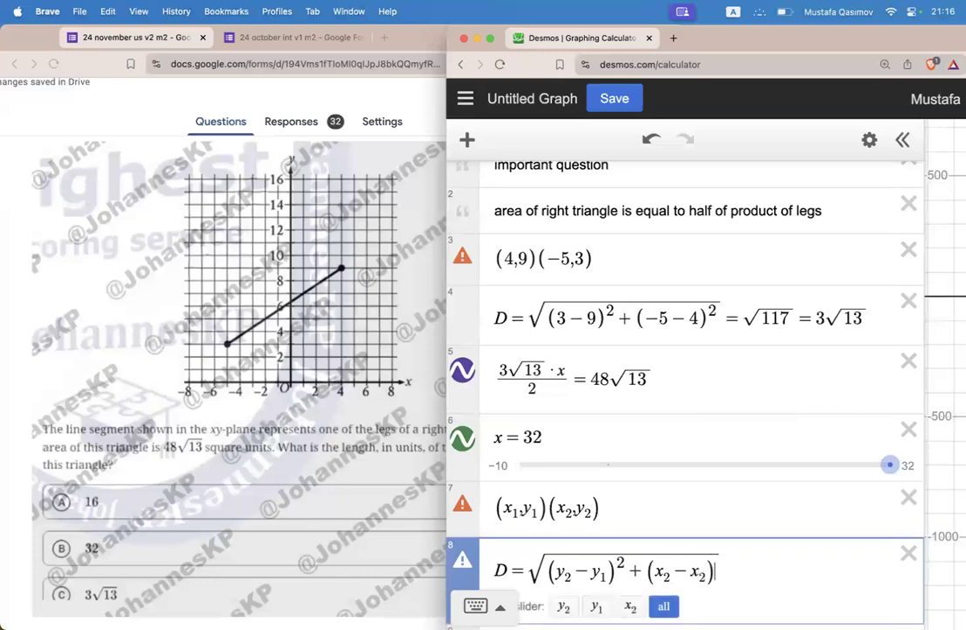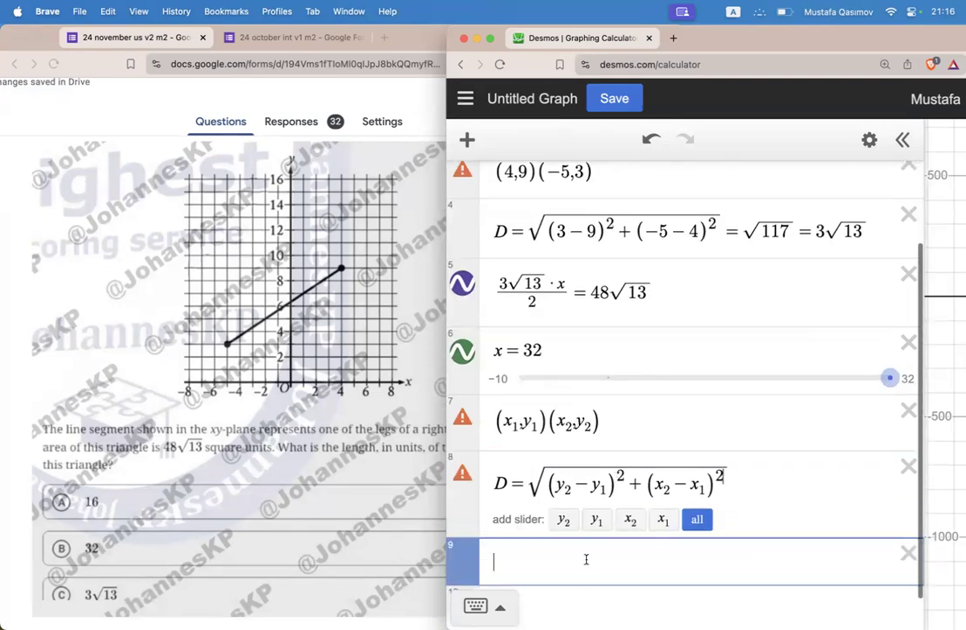Actually, both of them are easy. You can use one of them. Or you can write A is equal to that one, B is equal to that one, then you can write it like this.